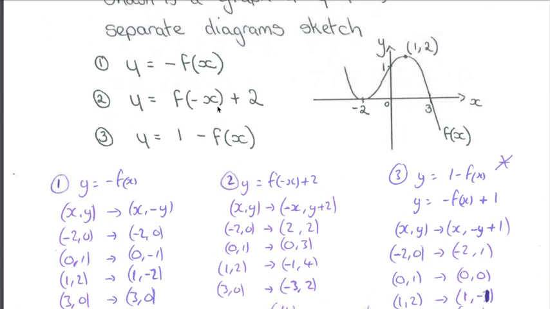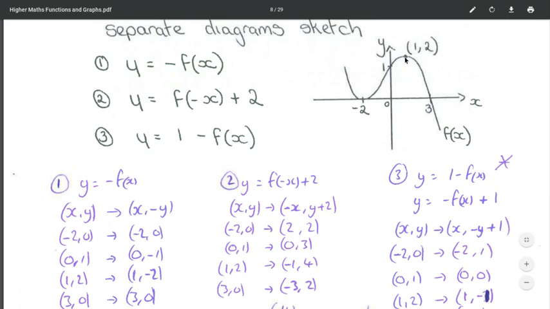Question number 2, f of negative x plus 2. So f of negative x reflects the graph in the y-axis. Okay, so the y-axis will be our axis of symmetry. All the x coordinates will flip across that y-axis. So here 1, 2 will map to negative 1, comma 2. So the y coordinate isn't changing when we're doing f of negative x.